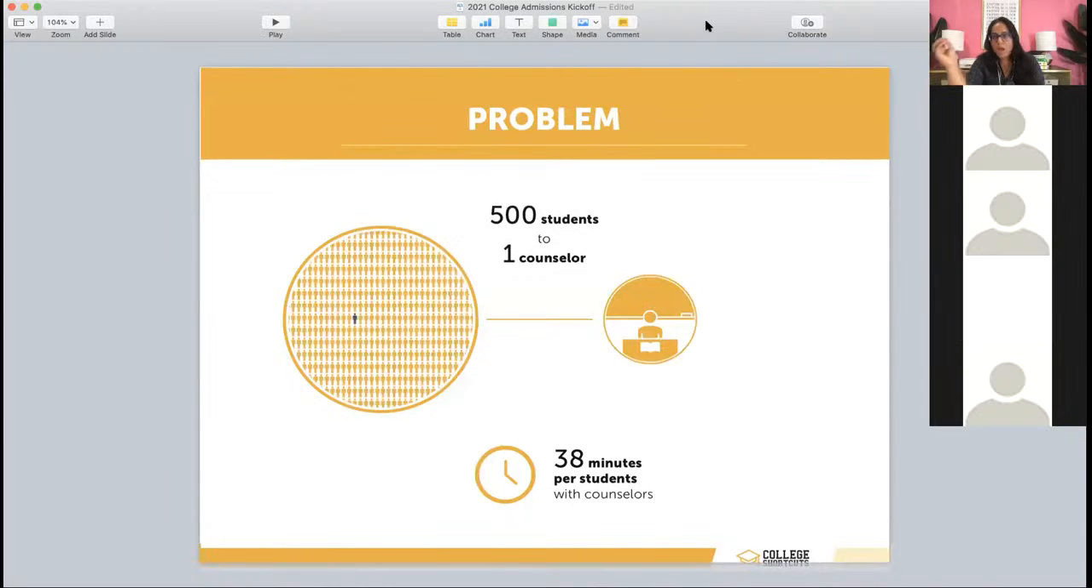Now, one of the big problems and why College Shortcuts exists, and please let me know in the chat box if your child is at a public school, or how large the grade of your child's school is and the grade that they're in. So if they're in 10th grade, how many students are in that grade? On average across the United States, we've got 500 students to one counselor who's helping with college admissions.